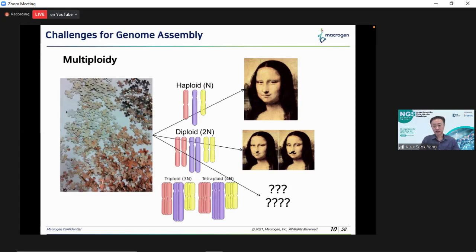And multiploidy is a totally different story. Bacteria only have a haploid genome. That's why it is so much easier to assemble it. Plus the size of the genome is small. Most of the genomes are diploid, especially for the human.